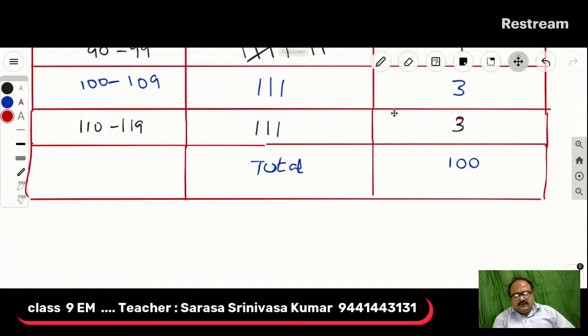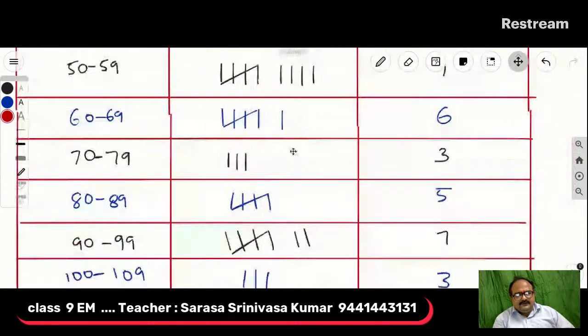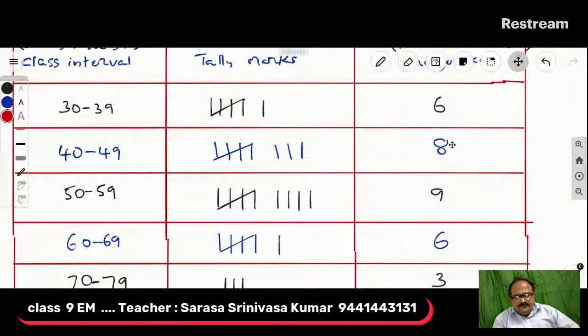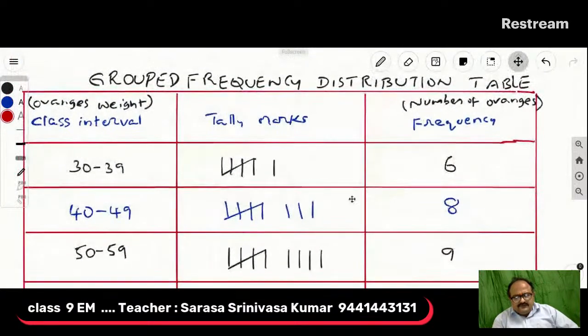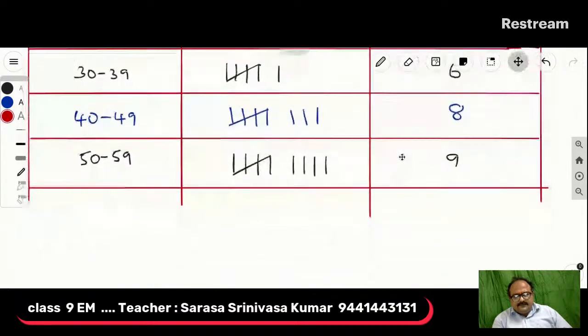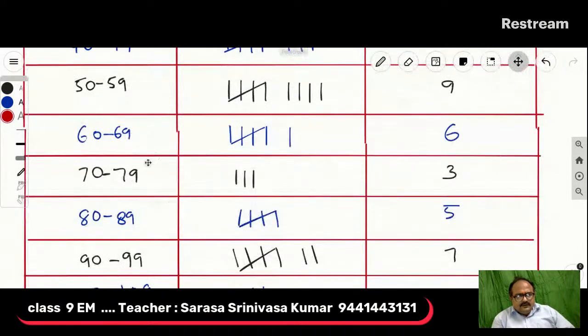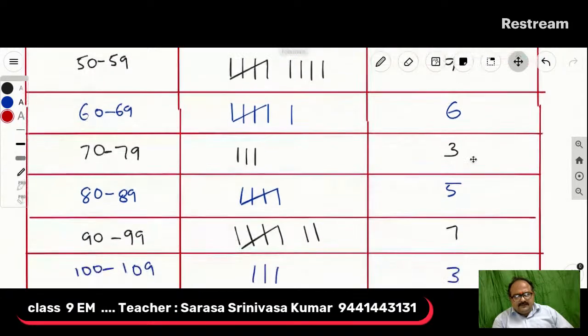With the class intervals: 30 to 39, the frequency is 6. 40 to 49, the frequency is 8. For class interval 50 to 59, the frequency is 9. For 60 to 69, the frequency is 6. For 70 to 79, the frequency is 3. For 80 to 89, the frequency is 5.